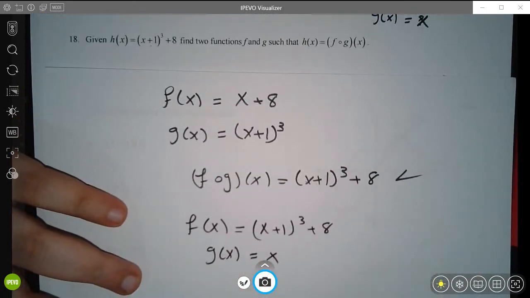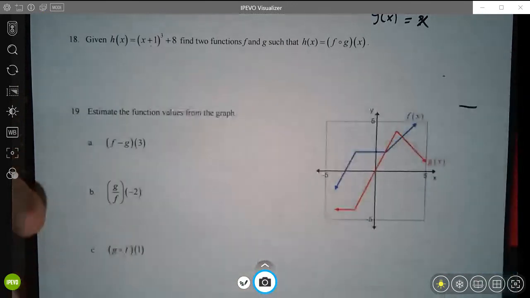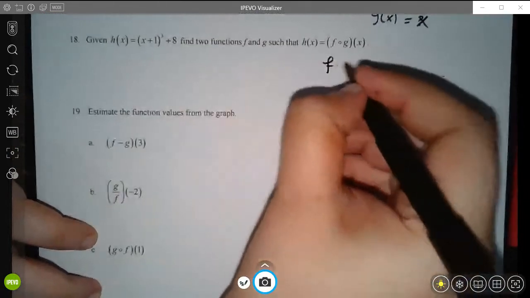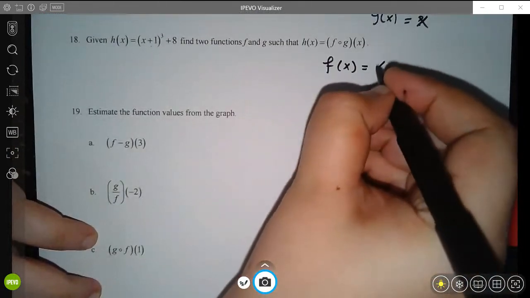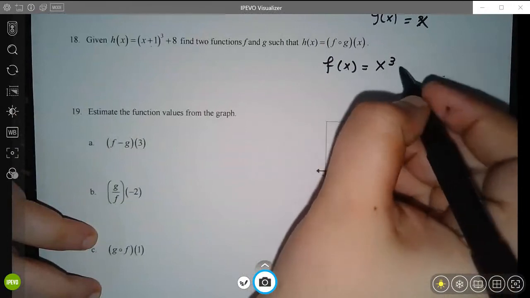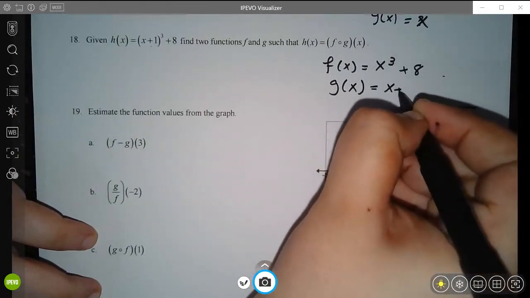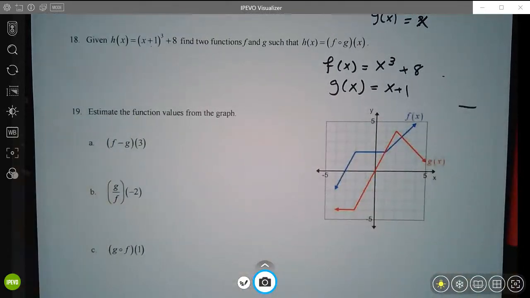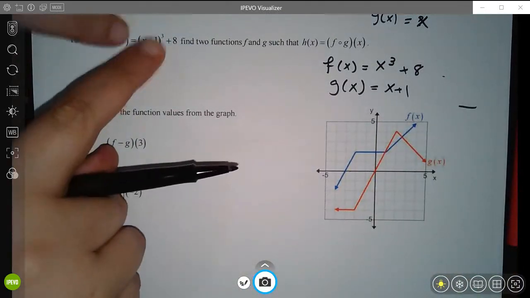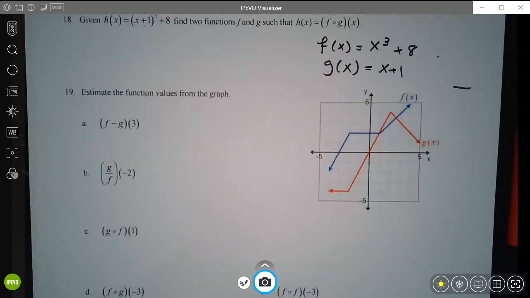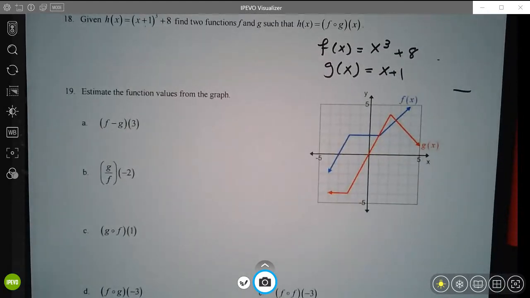Another one that's really clear for this one, and that's the one I'm going to write on the page. Let's say f of x was x cubed plus 8, and g of x was x plus 1. So if you plug in x plus 1, it gives you x plus 1 cubed, since the x was cubed, and then plus 8. So many possibilities, but we'll stick with one solution.